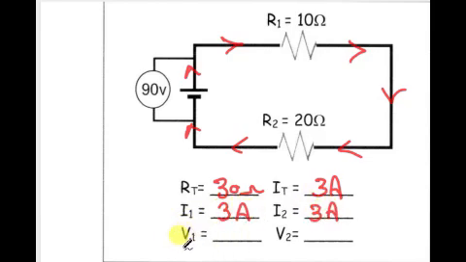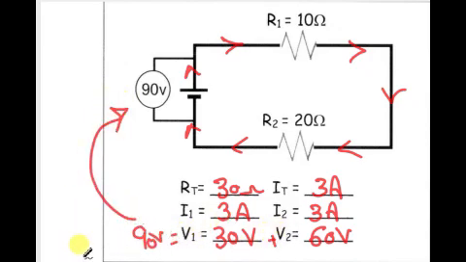What about V1? How can we find it? From the triangle, it's I times R. So R1 times I1 gives 30 volt, and V2 will be R2 times I2, so it will be 60 volt. If you sum V2 with V1, you're going to get 90 volt, and this is the same voltage as the battery.